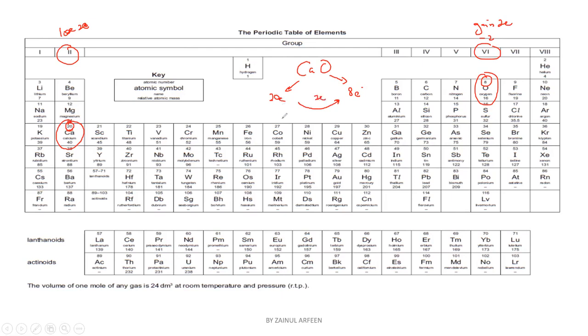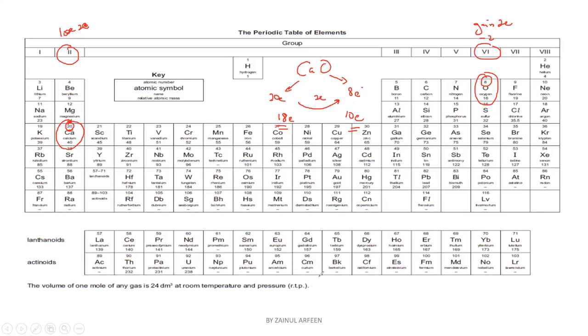So what will be the number of electrons in calcium now? It was originally 20, but now it will be left with 18. And what will be the number of electrons in oxygen now? Originally it was 8, but now it will be 10. But they are not isoelectronic because they don't have the same number of electrons in the atom.